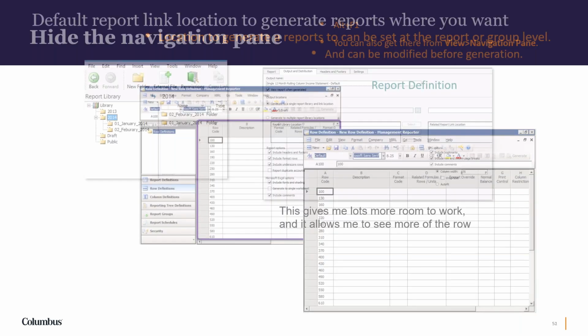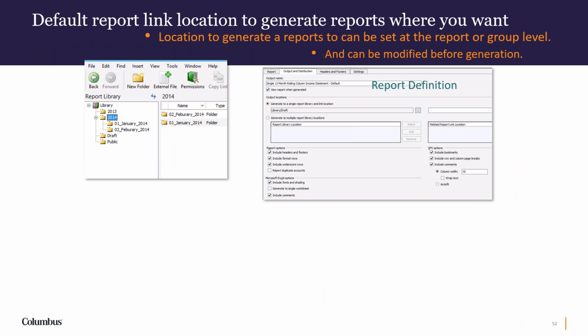All right, so default report location. We've talked about this in other webinars where every time you generate a report, it puts it somewhere, right? It's going to put it in the Management Reporter library. Again, I've got a webinar that talks about this in greater detail. What this is talking about is when you're using a report group, how you can determine where it goes in the library for the entire report group rather than having to do this on a report by report basis.